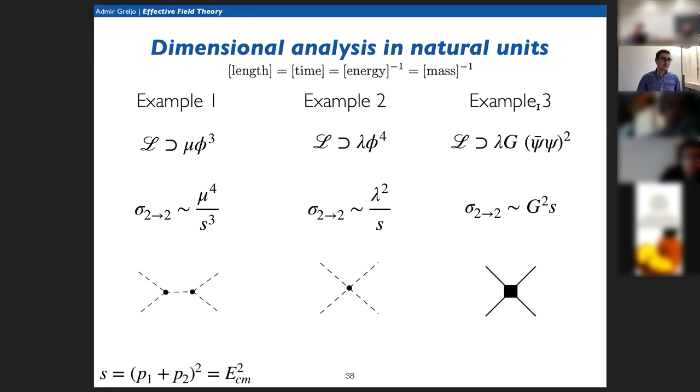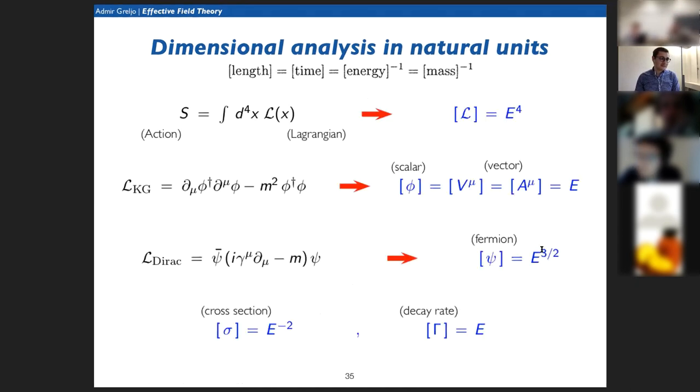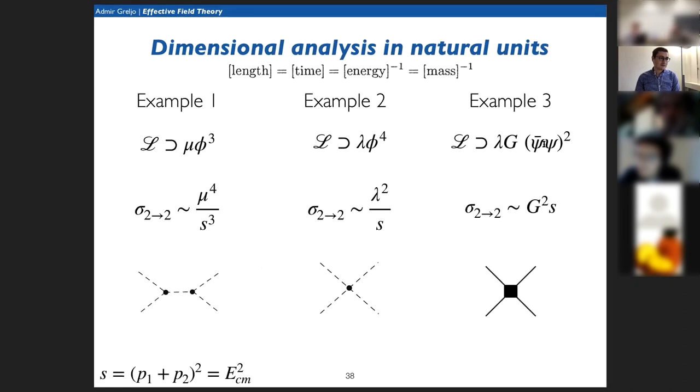And finally, the third example is G (psi bar psi) squared. So what is the unit of G here? Remember that the field psi has a dimension of 3/2. So 3/2 times two, and times two again, so the unit of (psi bar psi) squared is six. And in order to get four, which is the unit of the Lagrangian density, G has to have a unit of minus two.